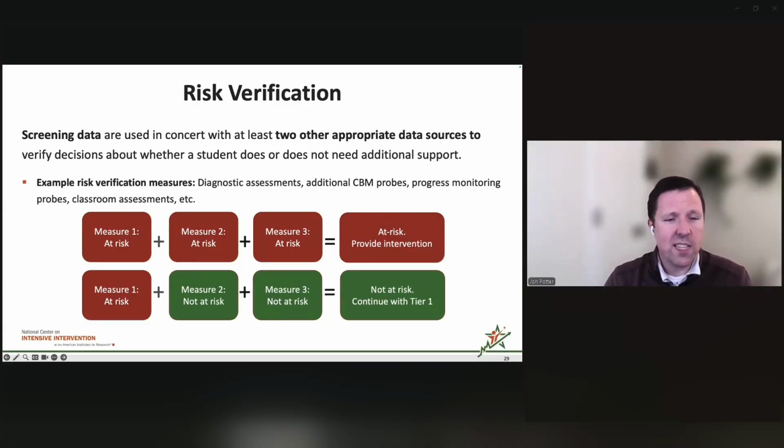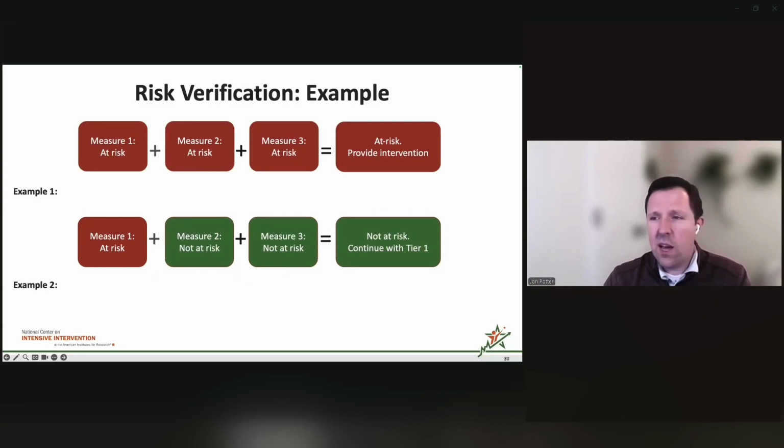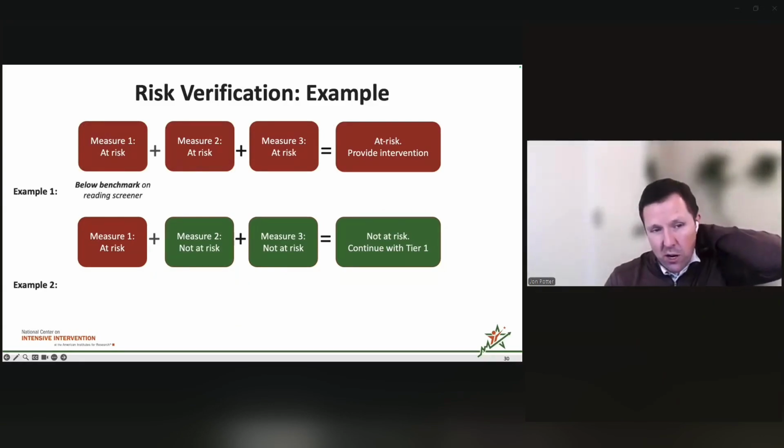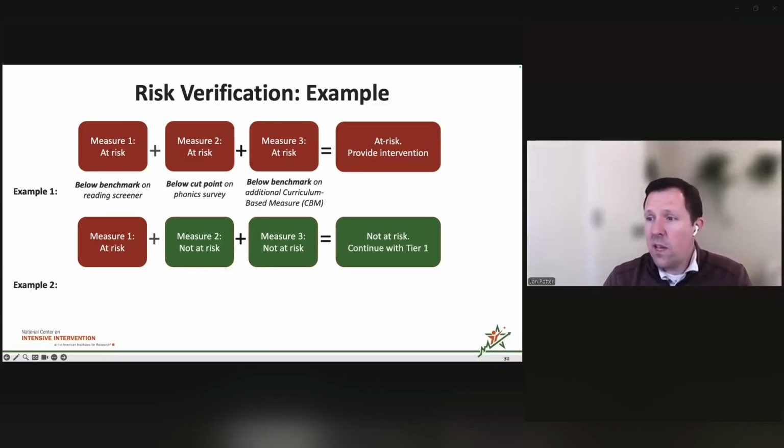And so what is an example of what that looks like? On this first example, maybe we find our kid who is below benchmark on a reading screener. They're below cut point on a phonics survey that we give them as a result, and then we give them another curriculum-based measure, a nonsense word fluency, a reading passage, whatever it is, and we find that they're below benchmark on all of them. That's a student that probably needs reading intervention. So we want to provide some level of support.